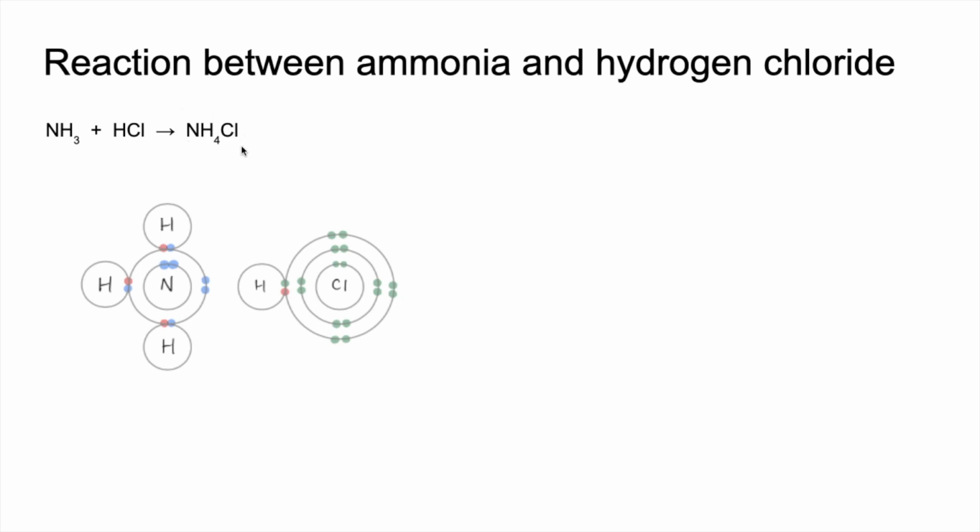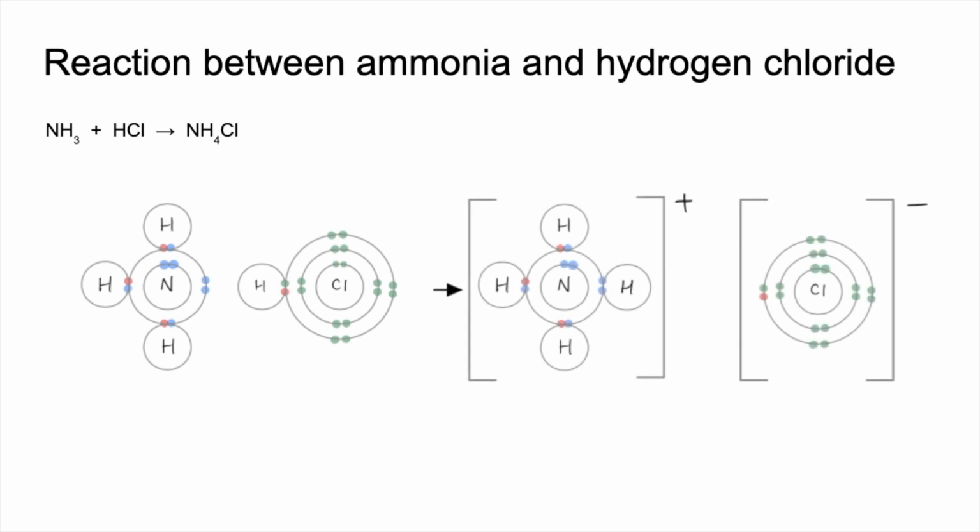So what's going to happen is the hydrogen chloride is going to donate hydrogen, but it's going to donate it as a proton or an H+ ion. So it's going to leave that electron behind, and the H+ ion is going to bond with the lone pair on the nitrogen of the ammonia molecule. So the upshot of that looks like that. So we've got an ammonium ion formed.